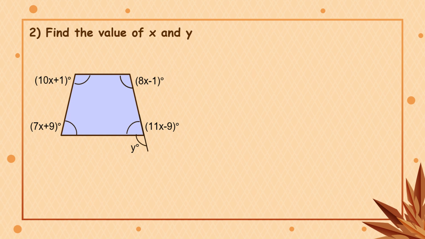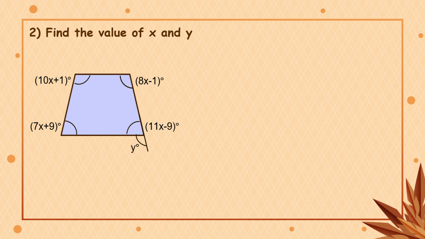But what is the clue here? Again, I'm repeating. They have given us a quadrilateral. They have given us four angles. But all those four angles are unknown to us. Now, have they asked us to find out the value of those angles? Read the question again. They have asked us to just find out the value of x and y.